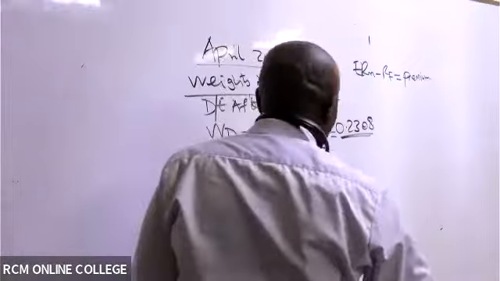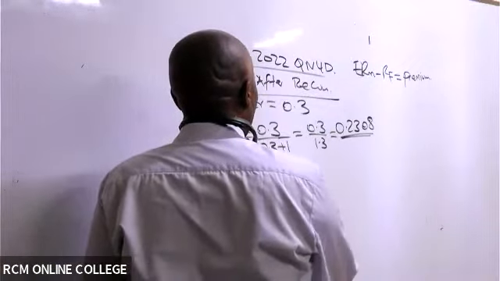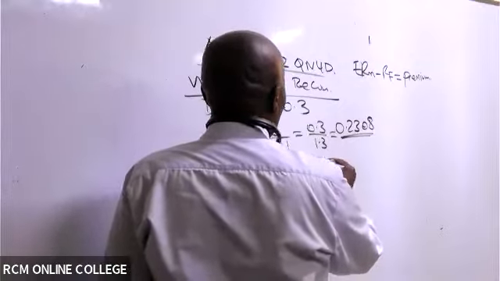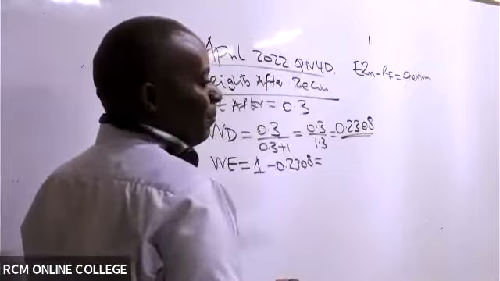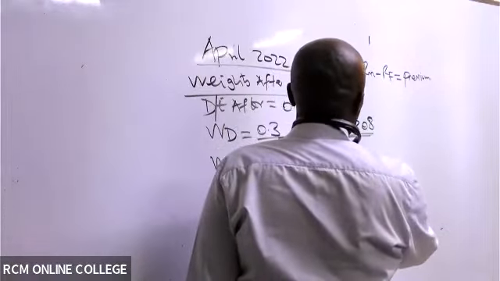So having gotten that, ladies and gentlemen, give us the weight of equity, which will be 1 minus 0.2308. That is 0.7692.